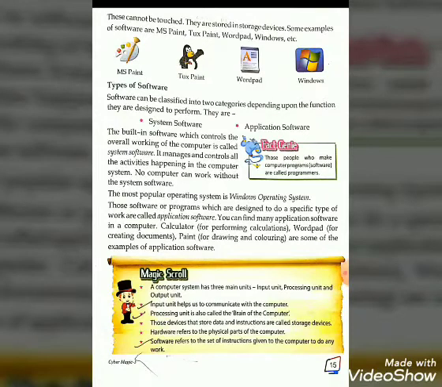Here we can see that software cannot be touched. They are stored in the storage devices. Some examples of software are MS Paint, TuxPaint, WordPad, Windows, etc.